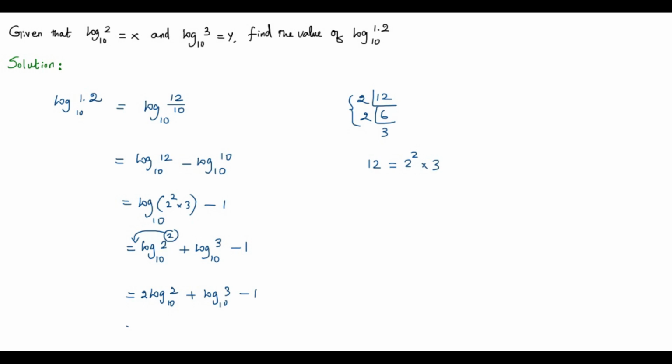Now we can substitute values for log 2 to the base 10 and log 3 to the base 10. For log 2 to the base 10 we have x, and for log 3 to the base 10 we have y. So it's going to be 2x plus y minus 1. So the value of log 1.2 to the base 10 is equal to 2x plus y minus 1.